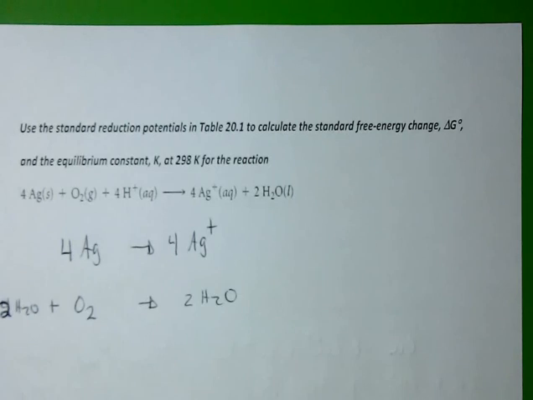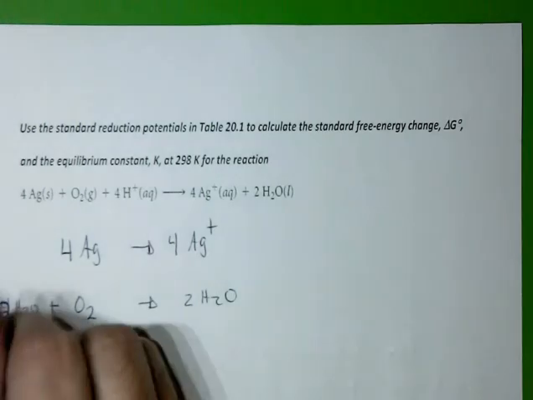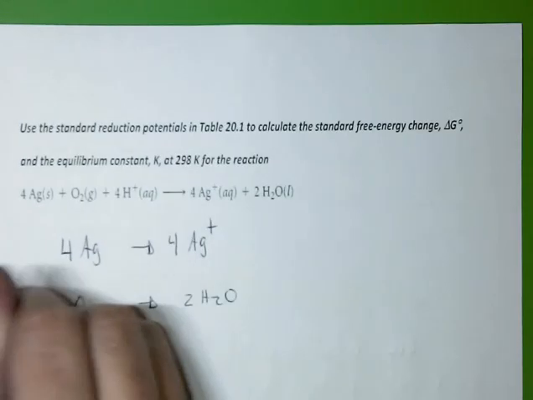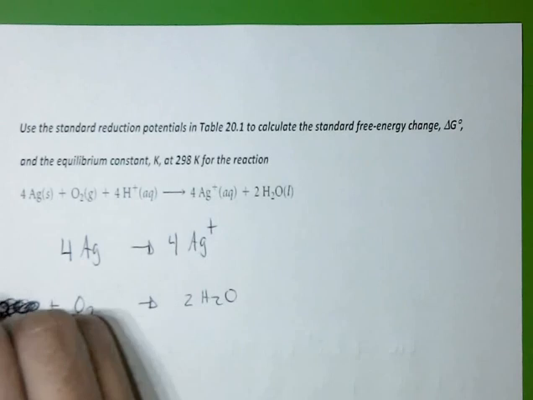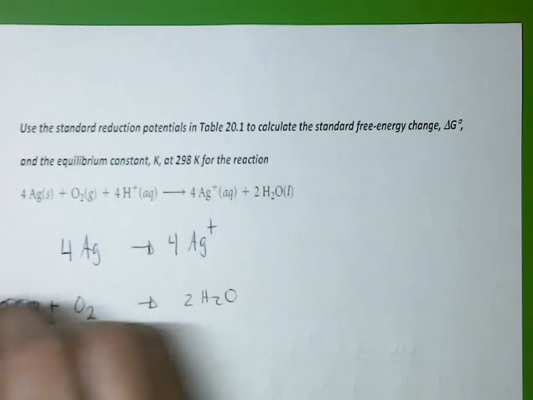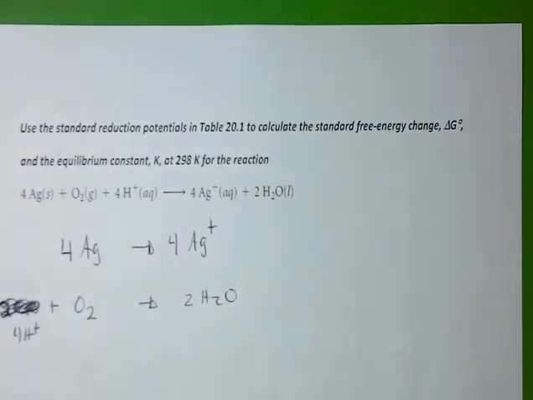We ended up with our 4H pluses. Sorry, this has got to be 4H pluses on the top of this. So we already have the waters balanced, so it's got to be 4H pluses plus O2. Then we balance out the electrons in all of this. We've got to add 4 electrons to this side to balance out the charge.